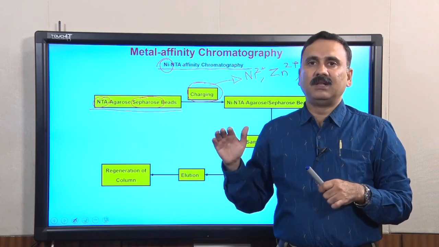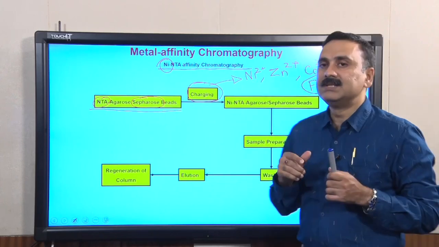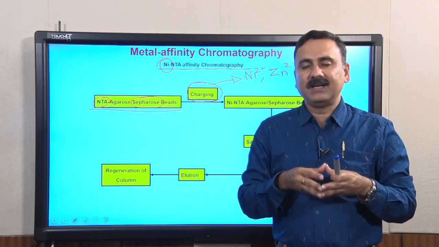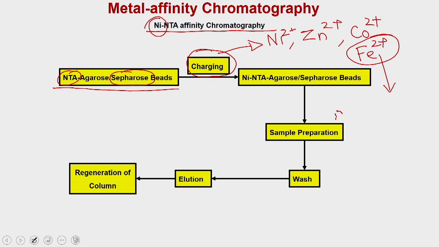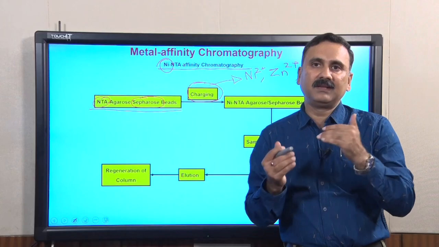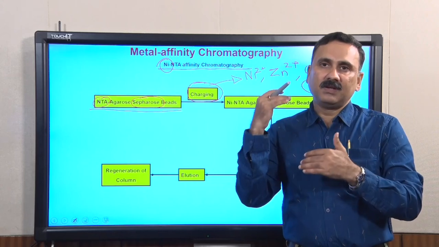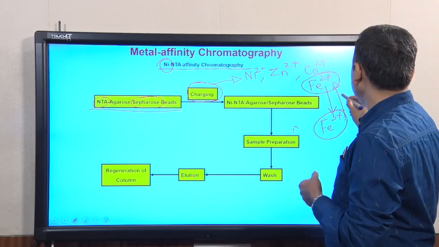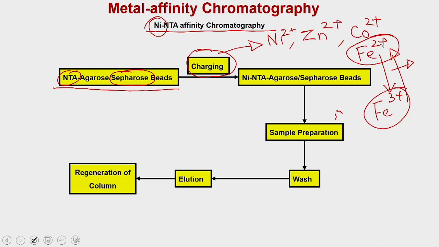Because the transition metals we are talking about, like nickel, zinc and cobalt, are highly stable compared to iron, since iron 2 plus very readily gets converted into iron 3 plus, and iron 3 plus gets reverted back, because the protein may have a reducing environment. In this process of switching between iron 2 plus and iron 3 plus, it generates a very large quantity of hydrogen peroxide, or sometimes a large quantity of free radicals, and these free radicals are generated within the column while you are doing the purification.